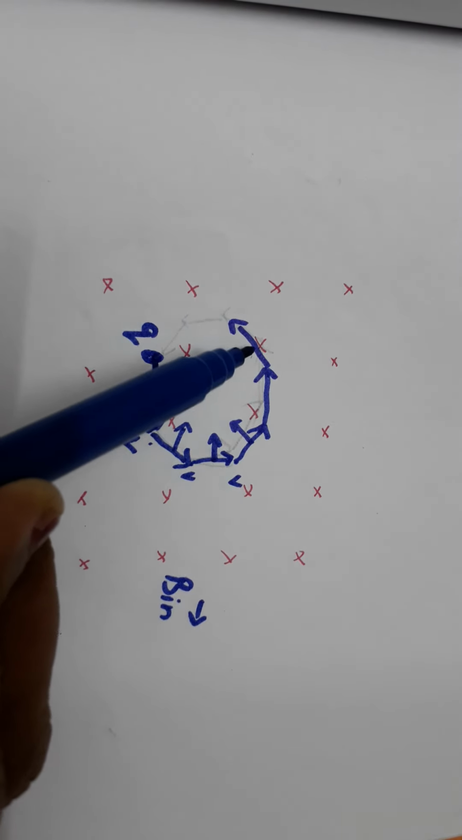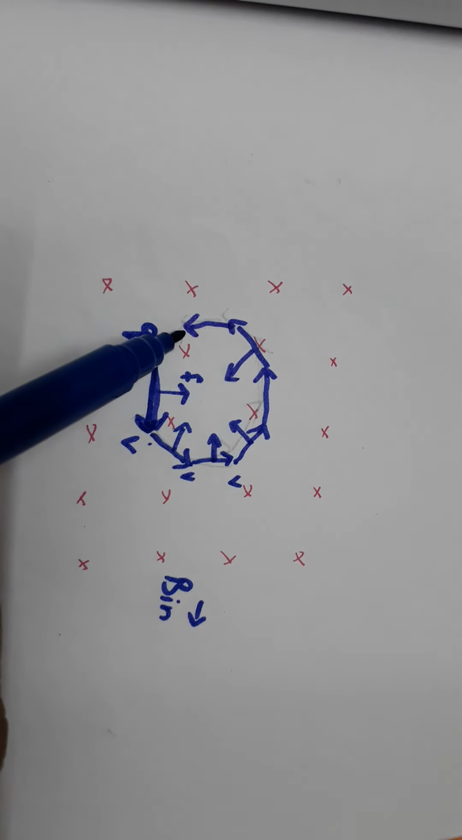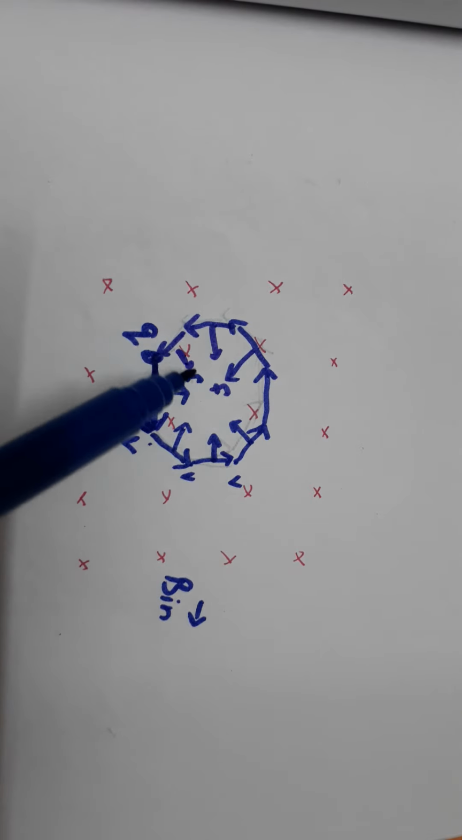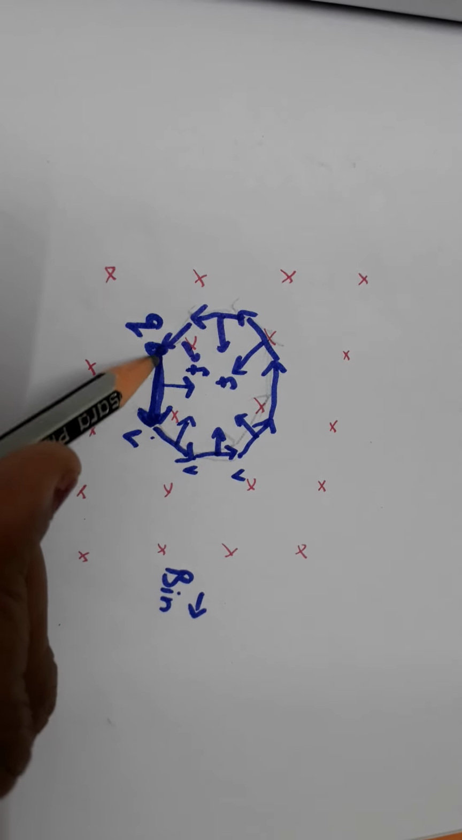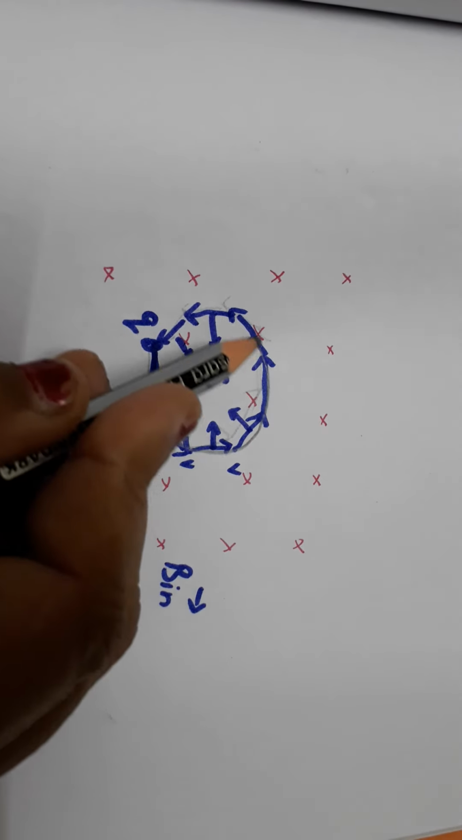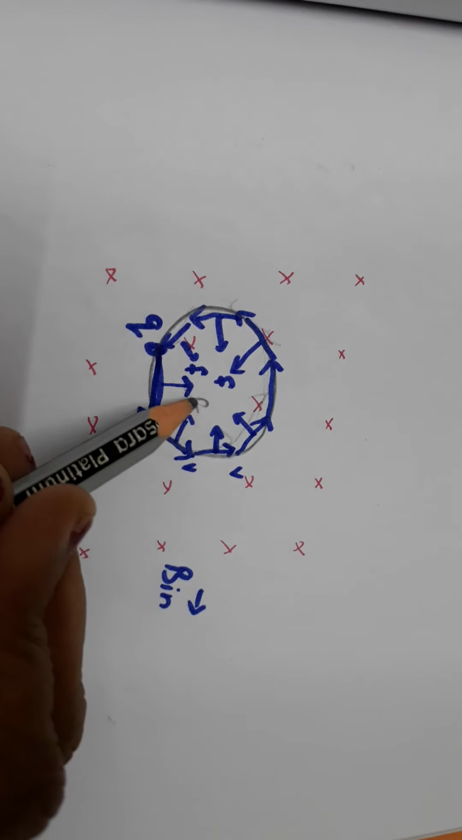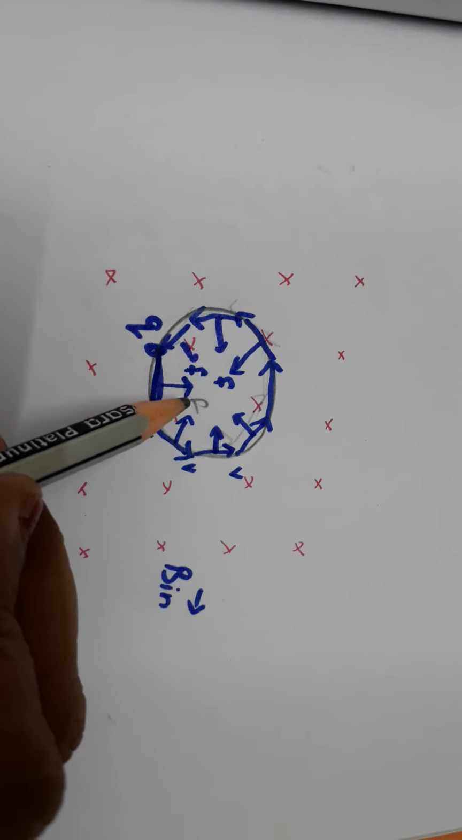Every time this force will be acting perpendicular and it will deflect the particle, so that you can see that the particle now is moving in a circular path. So how is the particle able to move in a circular path? Because of this F.